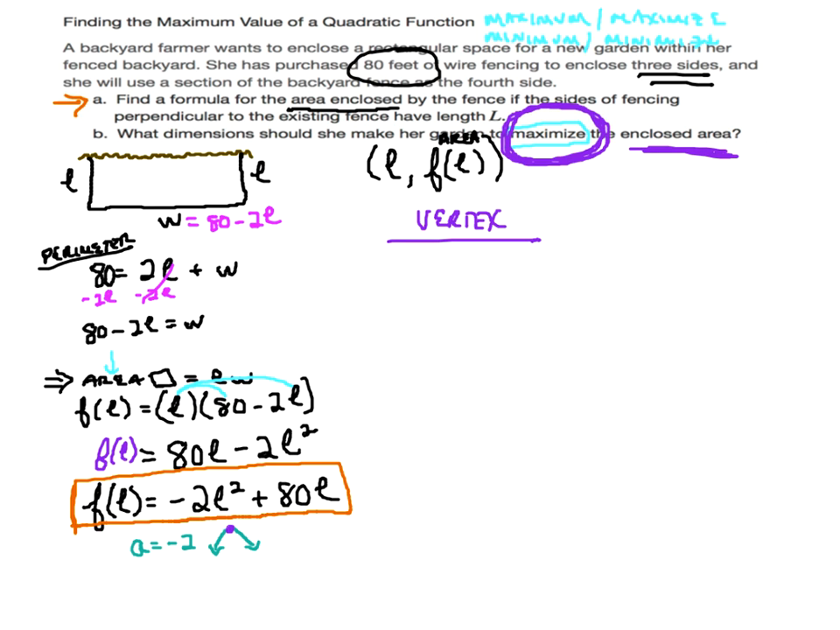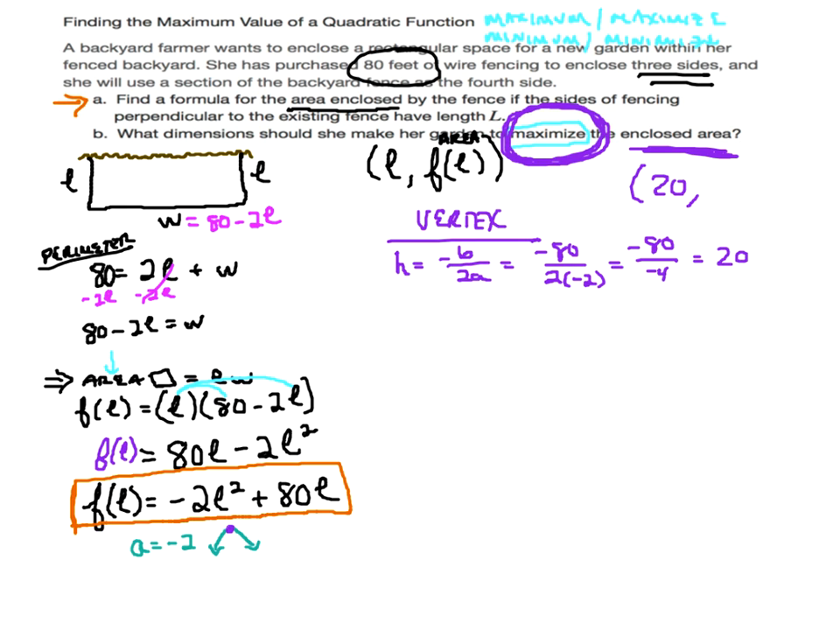So my H coordinate, which is the X coordinate of my vertex, my H, is equal to negative B over 2A. Okay, so B is 80, so negative 80 over 2 times negative 2, which is negative 80 over negative 4, which is 20. So far I know 20. That's going to be the length that gives me my maximum area.